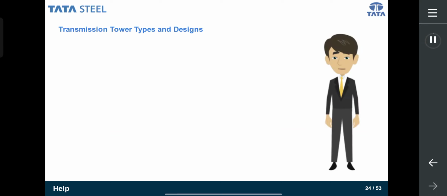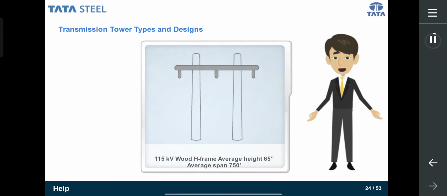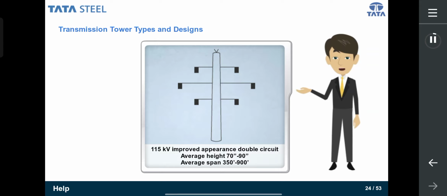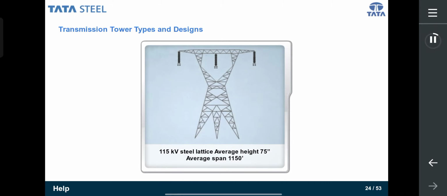Following are different transmission tower types and their designs. 115 kV wood edge frame, average height 65 inches, average span 750 feet. 115 kV improved appearance double circuit, average height 70 inches to 90 inches, average span 350 to 900 feet. 115 kV steel lattice, average height 75 inches, average span 1150 feet.